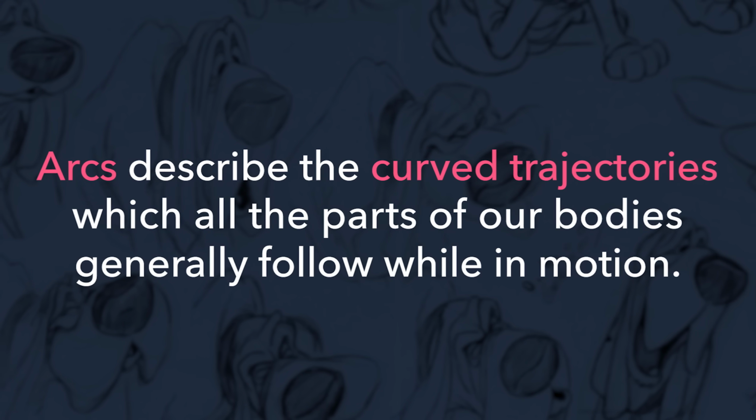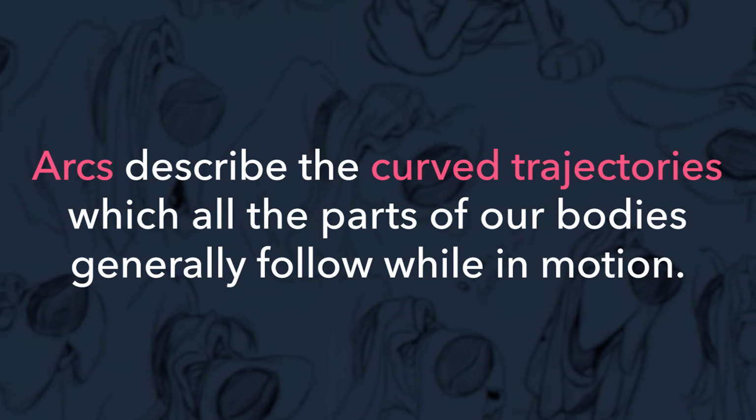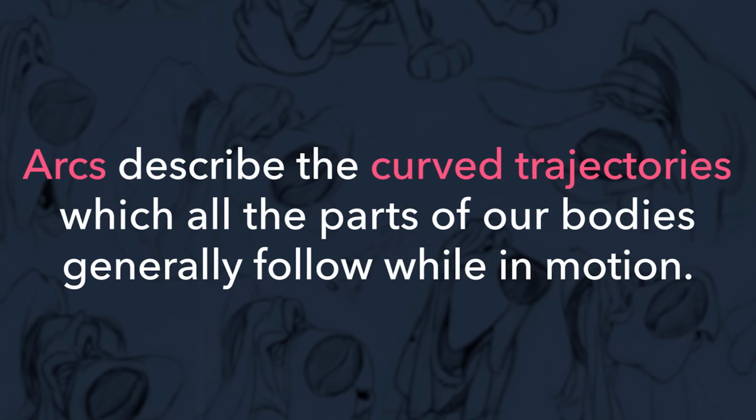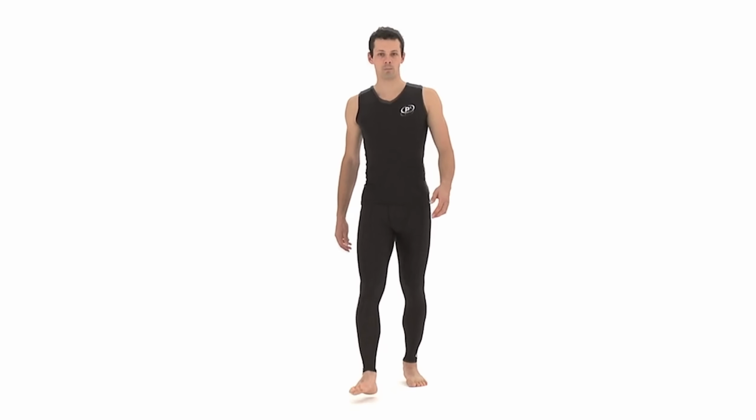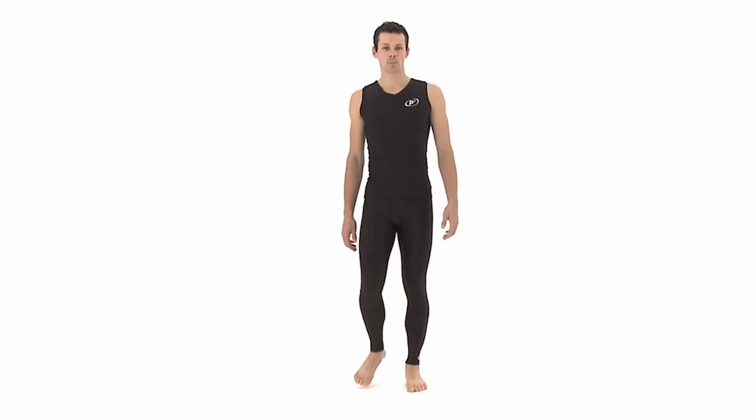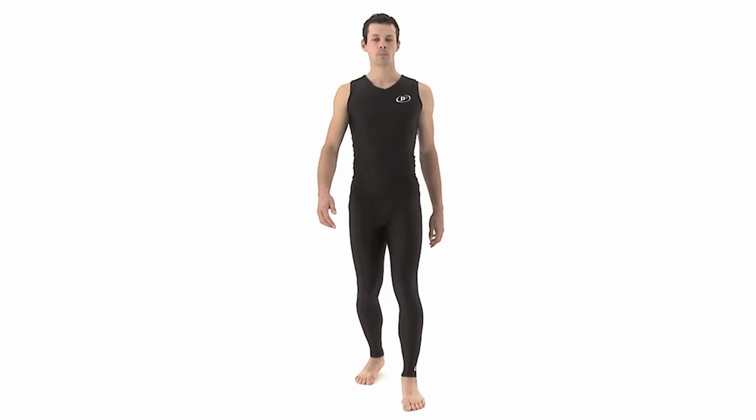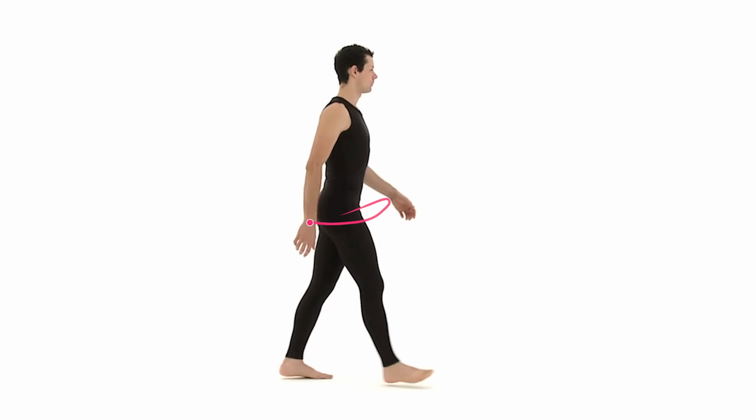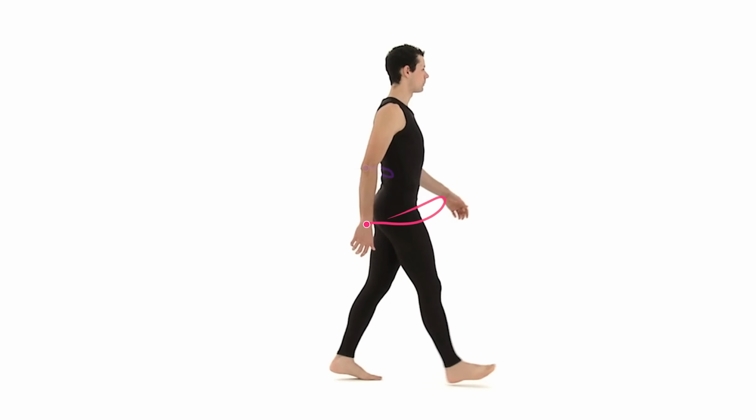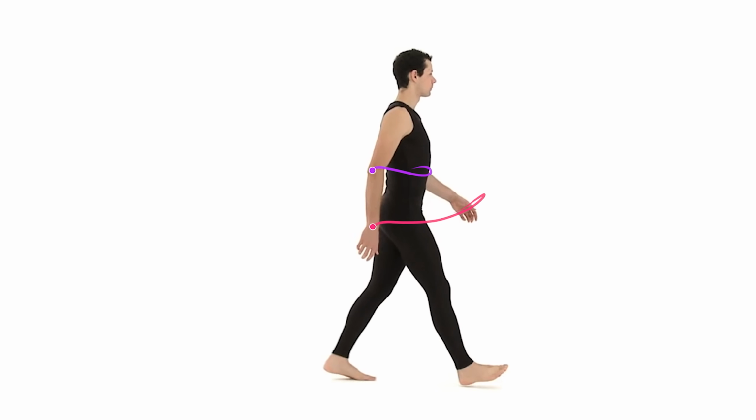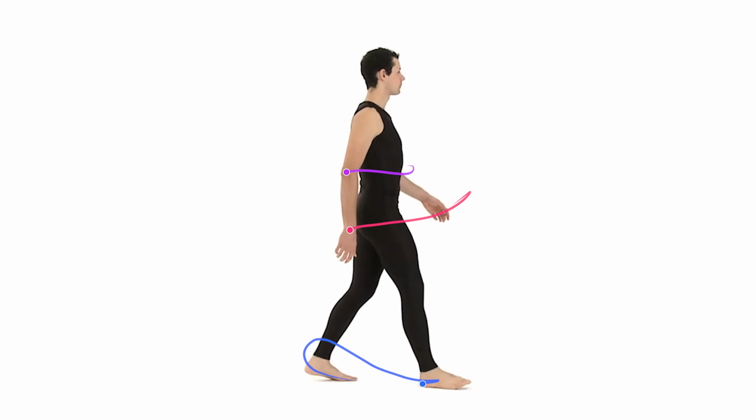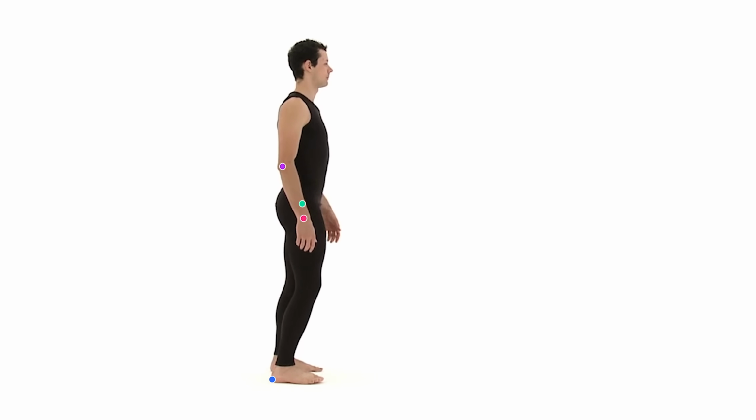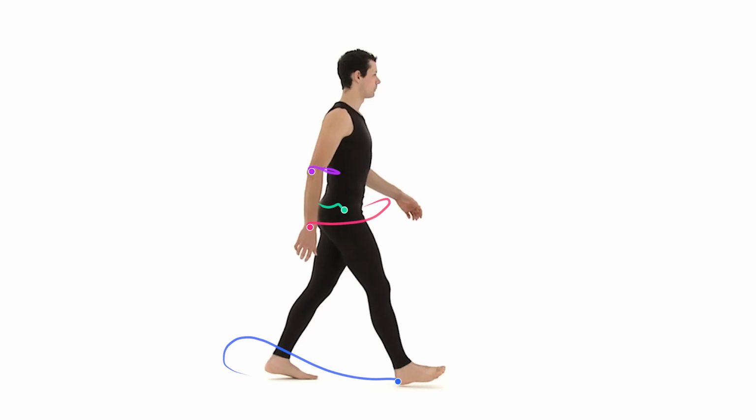Arcs describe the curved trajectories which all the parts of our bodies generally follow while in motion. Take walking, for example. If we track the position of various points on the body over time, we will usually find that those points are all following some sort of arcing path. This hand swinging back and forth, that's an arc. The elbow further up the arm, also an arc. The heel of the foot, it's got an arcing path of its own. And even the pelvis, our center of gravity, follows a smoothly oscillating path up and down with each stride.